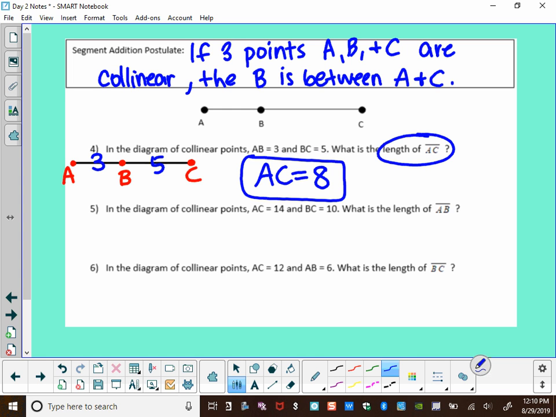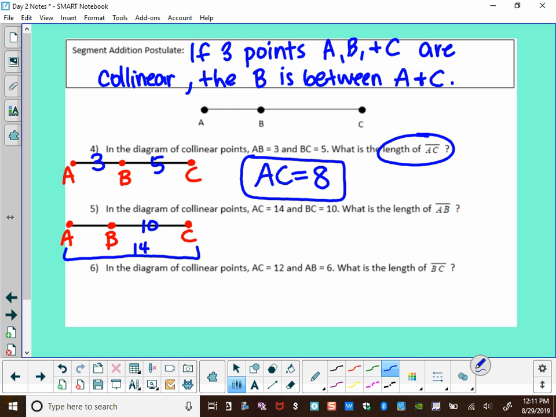Look at number 5, same thing. Take a second, draw a segment. You draw your segment and you put your points on, it's just so much easier to see. All right, number 5 says that AC equals 14. Because AC is 14, I'm going to draw a little line here so I know that that whole thing is 14. What does it say about BC? So where I have the segment BC here, I'm going to write 10.